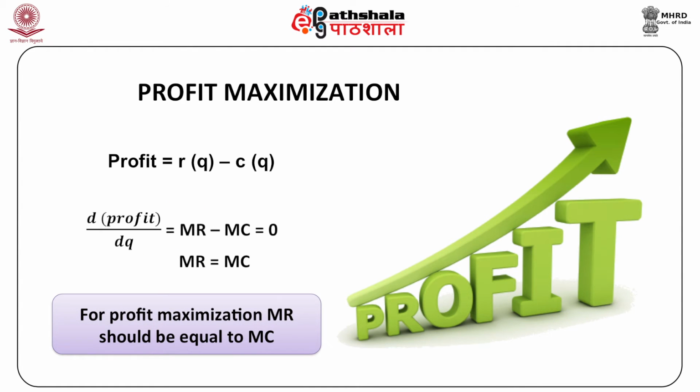Now we will be talking about profit maximization. As we know, profit is the surplus of revenue over cost, and revenue and cost both are functions of output. Let the profit function be π = R(Q) − C(Q), denoted by equation 1. Differentiating 1 with respect to Q, we get dπ/dQ = MR − MC, which should be equal to 0, or MR = MC, which we denote as equation 2. Equation 2 states that for profit maximization, marginal revenue MR should be equal to marginal cost MC.